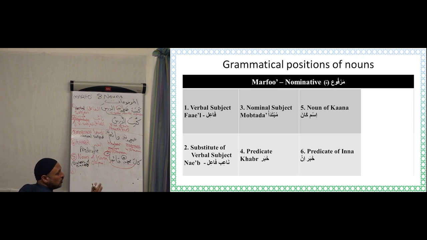So the wife stays loyal, unchanged. The predicate, which is the wife we said, is the predicate of Inna and its sisters, or Kana and its sisters. There's a group of words that have the same effect, so we call them sisters of Inna. Inna has similar sisters. Now let's see what happens.